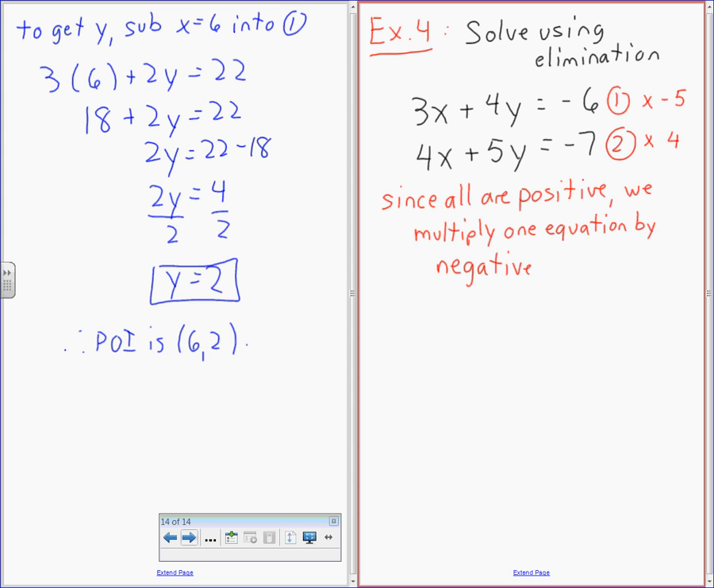You guys want to try this one out? You guys finish this one up here, okay? And then we'll give you guys one to try in a little bit.